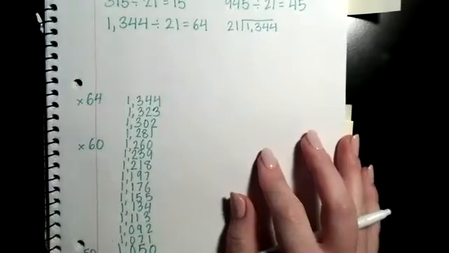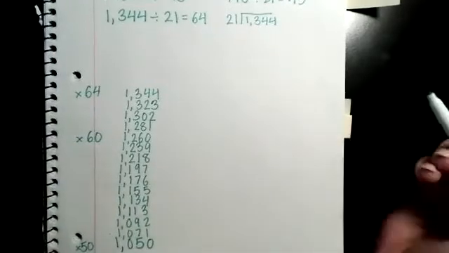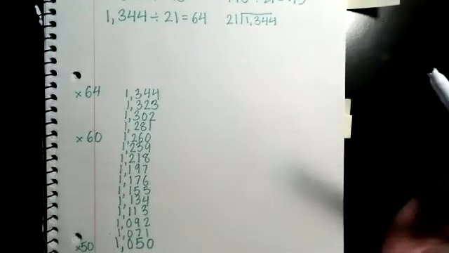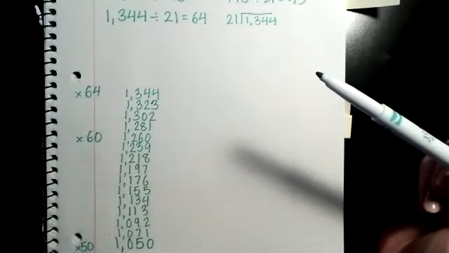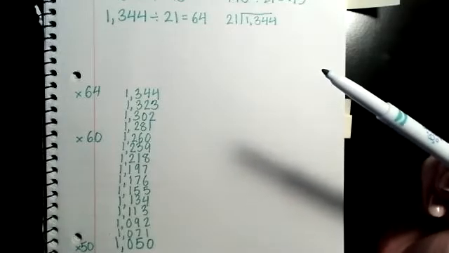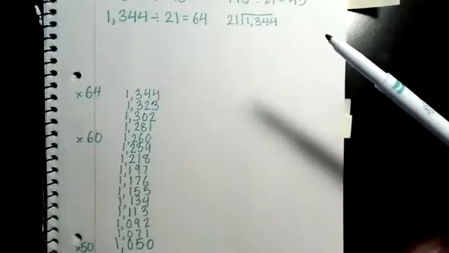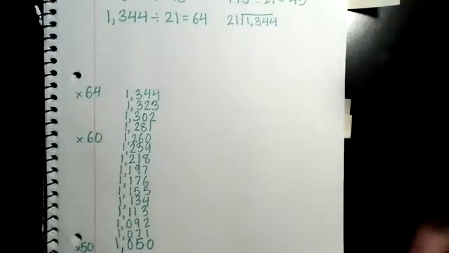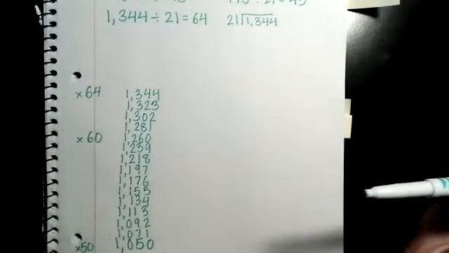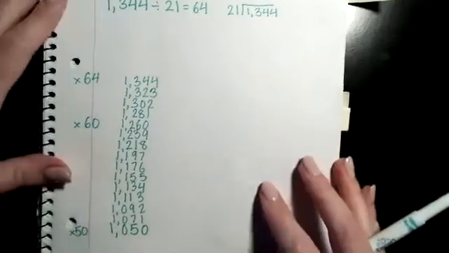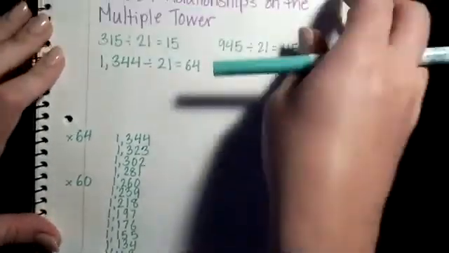Okay, so that's one way I could solve that. However, there's another way I could do this. What I can do is use my multiples of 10 to try and get as close as I can to 1,344. Okay, so let's do times 60, because I'm pretending I didn't do this yet.